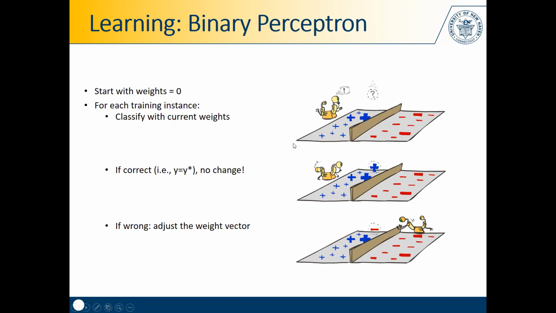How do we adjust the weight vector? And first of all, how do we know that the output is wrong? How do we measure this? Does anybody have any thoughts on this? Ramu?